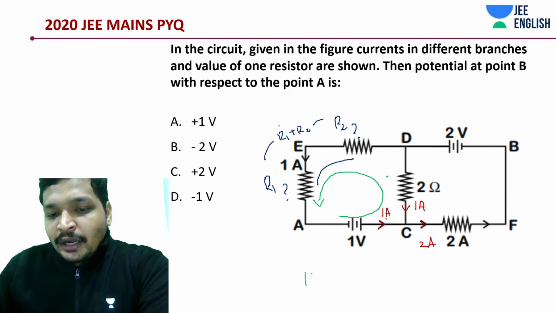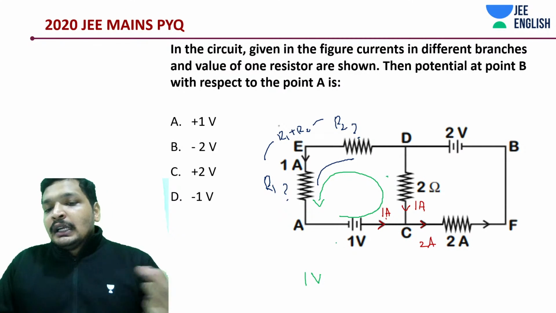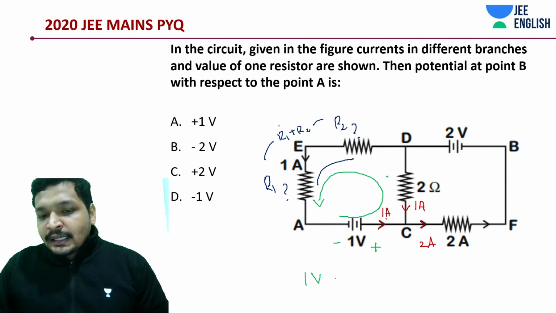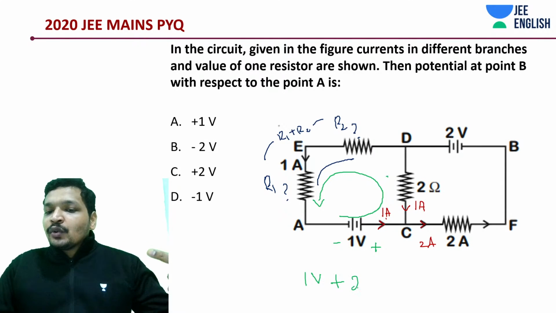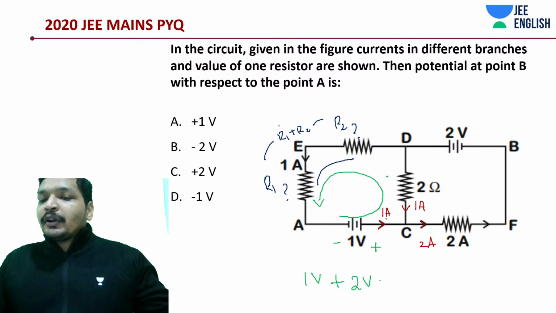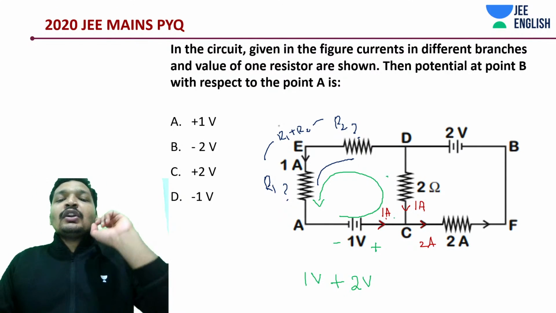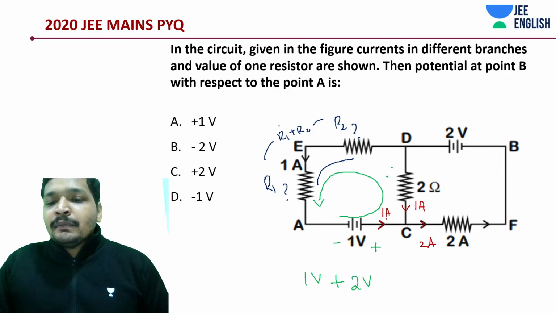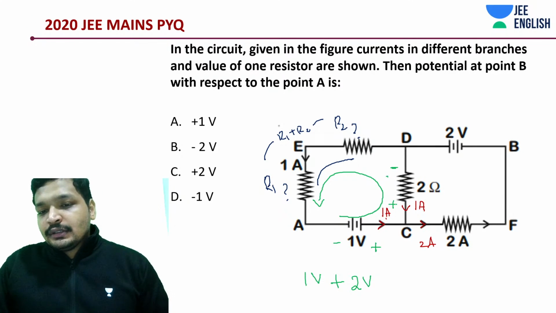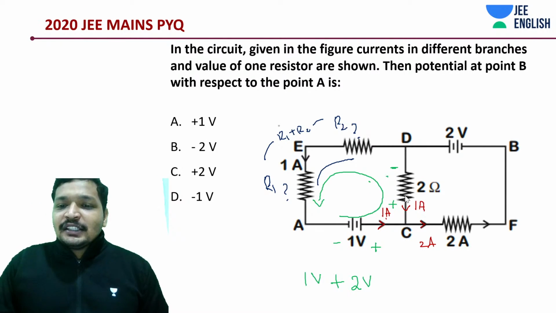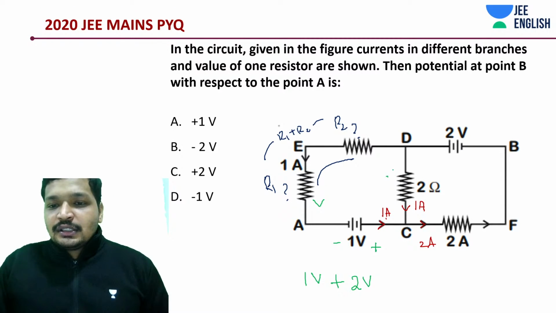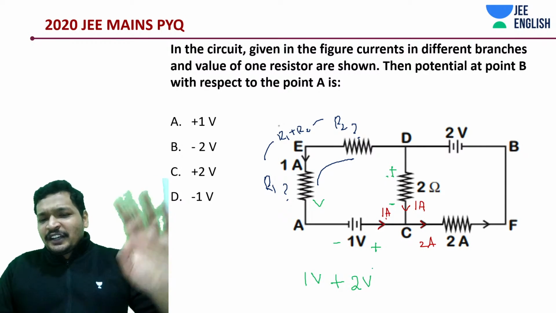So basically I'm gaining 1 volt, going from negative to positive. Then I have 1 ampere into 2 ohm, again I'm gaining 2 volts. Why am I gaining 2 volts? Because I'm moving in the direction opposite to the current, so I'm going from lower potential to higher potential. Whatever, you move in the opposite direction of the current.